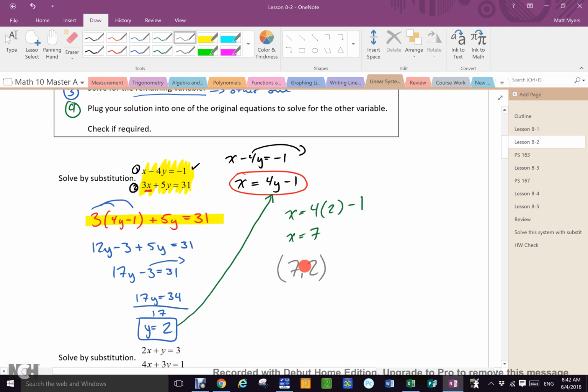How do you check it? What is X? What is Y? X is 7. Y is 2. 7 minus 8, does that equal negative 1? Yep. 3 times 7 is 21. 5 times 2 is 10. Is 21 plus 10, 31? Yep. So did we do it right? Yep.